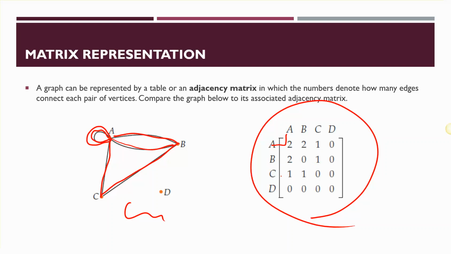Then we go to C. C is connected to A once. Already there. C is connected to B once. Already there. And you'll notice that the rest are zeros, so we don't have to worry about that.